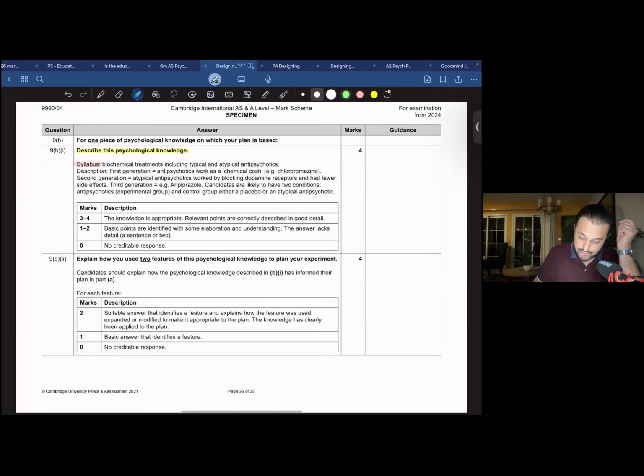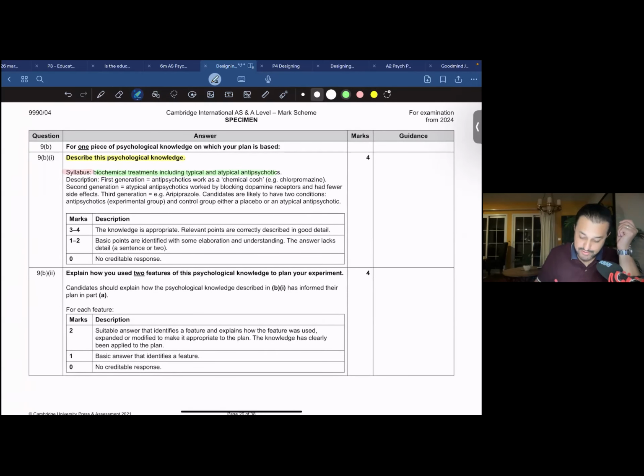Biochemical treatments include typical and atypical antipsychotics. The descriptive part over here, remember, the question has asked you to describe, and this is worth 4 marks. So you might as well describe it well, okay? So there are first generation antipsychotics.